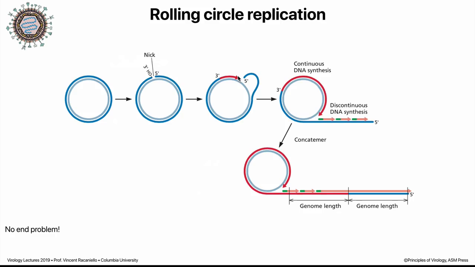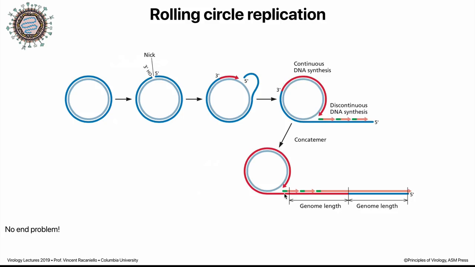And this strand keeps going around in continuous fashion. So you can imagine this is a rolling circle, right? And as this new strand is made, it's pushing off the top strand, as you can see here. And once enough of that top strand is exposed, you can start doing discontinuous DNA synthesis. So when a little bit is exposed, you lay down a primer, you make a piece, then another primer, you make another piece, etc. That's why it's discontinuous. And this keeps going and going until you get concatemers, which means genome-length DNA molecules all joined together, because the circle is just rolling and rolling and rolling.